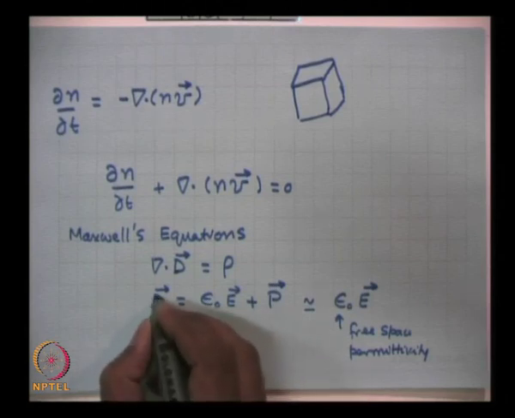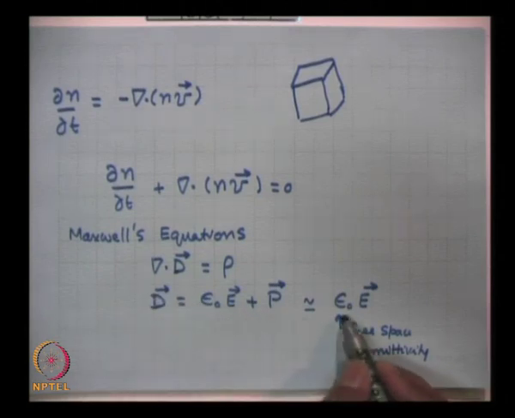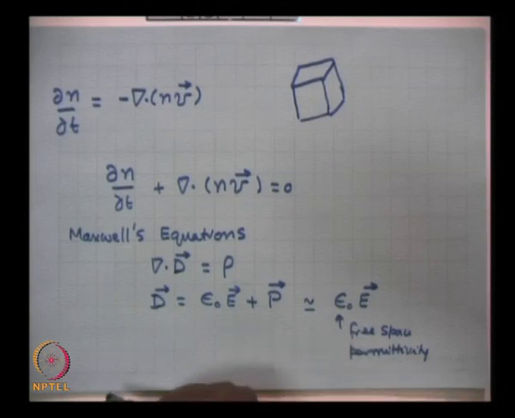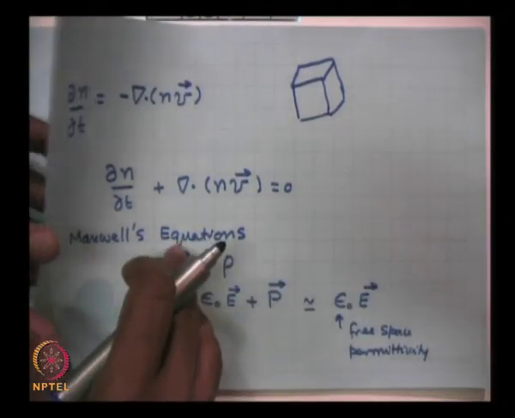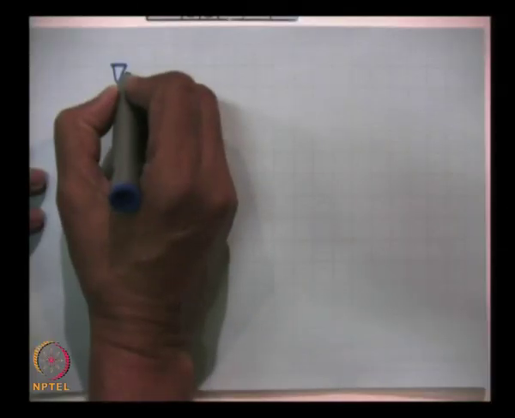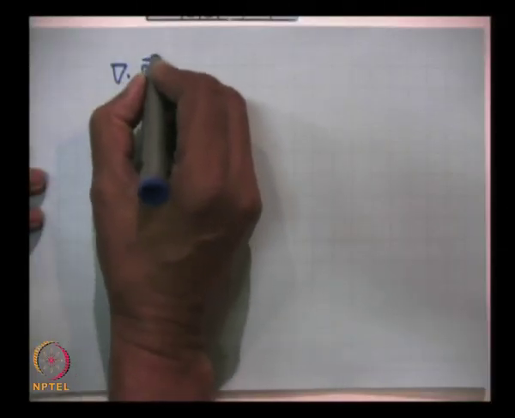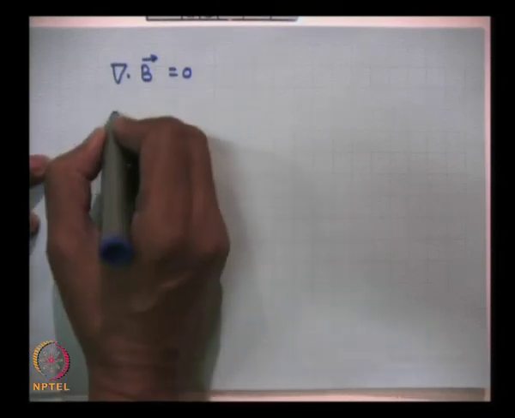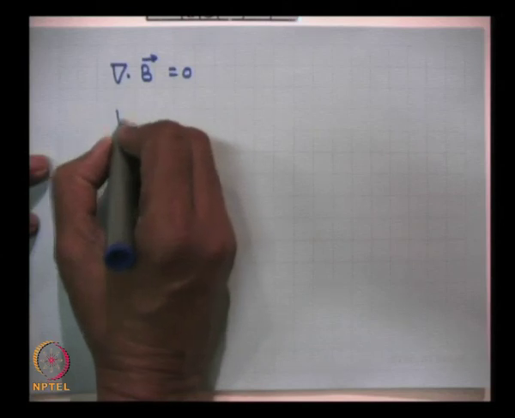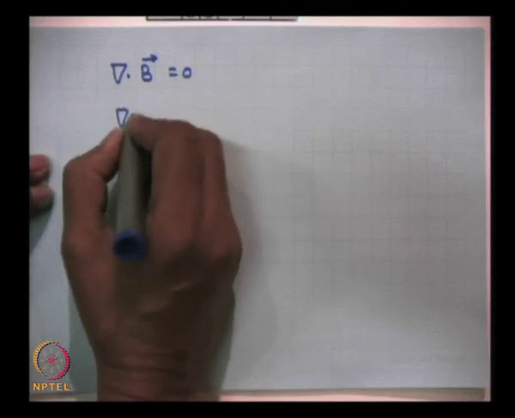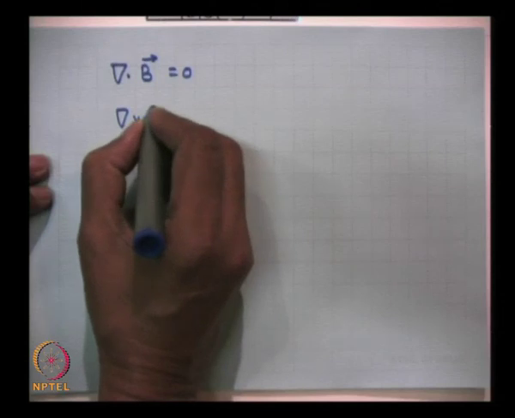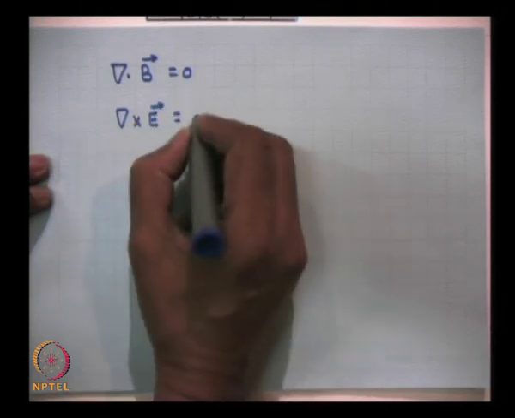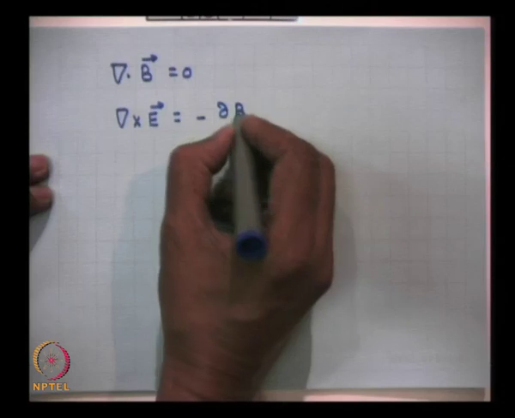So, this displacement vector is related to the electric field by this quantity epsilon 0 E. Another equation is the divergence equation for magnetic field B, which says divergence of B is equal to 0. B is the magnetic field. Third is the equation equivalent of Faraday's law of electromagnetic induction, which is curl of E is equal to minus delta B by delta T.